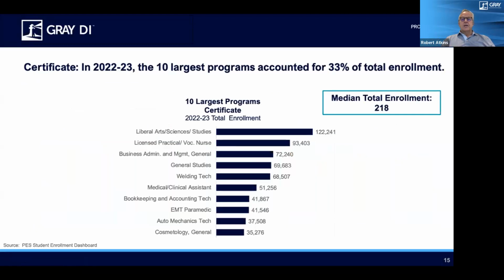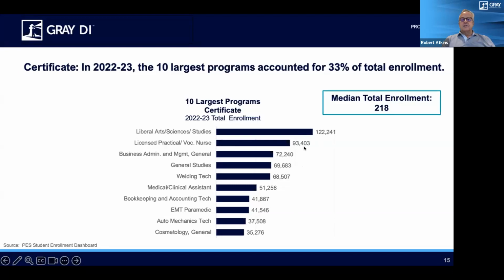In 2023, the 10 largest programs at the associates level and below, and here we're looking at certificates, accounted for 33% of total enrollment. Now, keep in mind, we're looking at very, very large programs. The median program only had 218 students enrolled, and all of these have 35,000 or more, so they're very large programs. The largest is liberal arts, sciences, and studies. Obviously, it's a transfer program for folks primarily interested in going on to four-year schools.